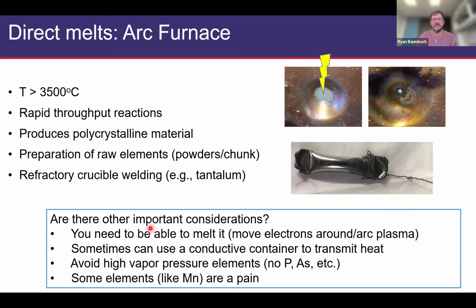Of course, the one thing I didn't say that's important to know is that if you want to arc melt something, it has to be something that has electrons that are available to move around inside of it. In other words, directly arc melting something like silicon or germanium or boron is going to be unsuccessful. And so you do have to think about that aspect of your materials in the first place as well.